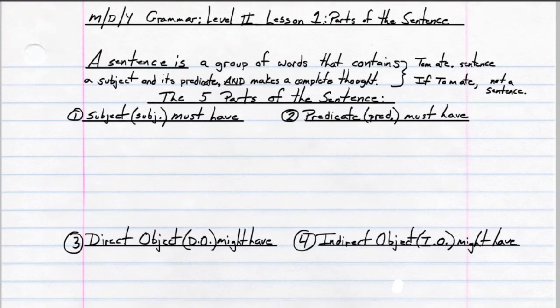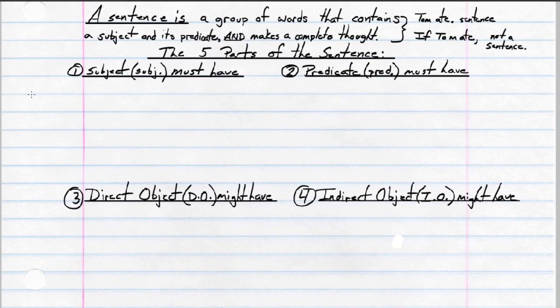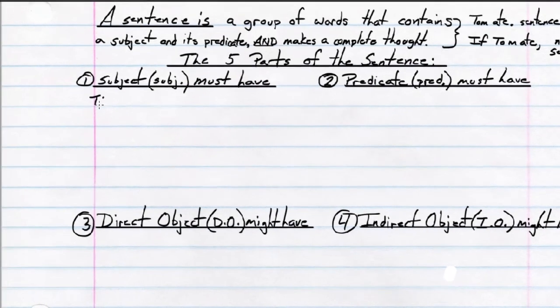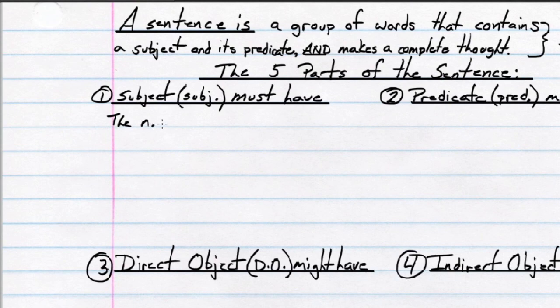I'm going to take away the heading at the top, and I'm going to start underneath subject. So let's start with a definition first. The definition is the noun or subject pronoun the sentence is about. The noun or subject pronoun the sentence is about.